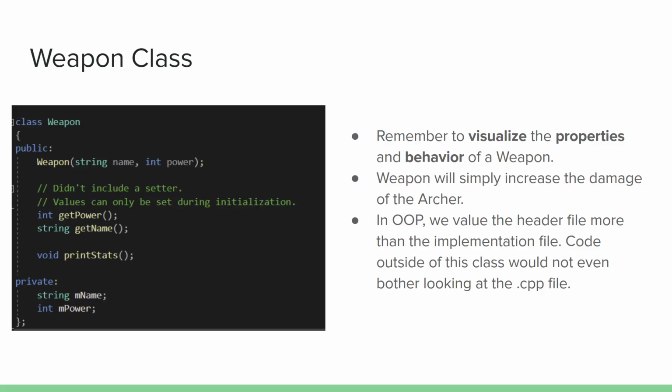So in OOP, we value the header file more than the implementation file. Code outside of this class will not even bother looking at the CPP file. This means we don't really want to care about the implementation, how it works. If it says get power, kailangan siguro naman power yung bibigay, no? Or kung get name, it should just get the name. And print stats, maybe it would just print the stats and nothing else. Especially when you work with other programmers. Kung ganito yung name nila, okay, siguro naman, ito lang yung gagawin nila, no? Okay.